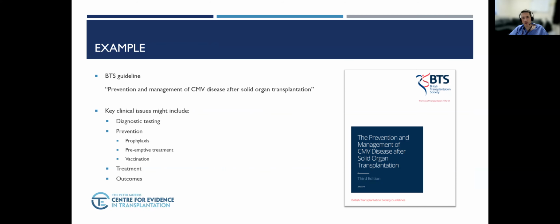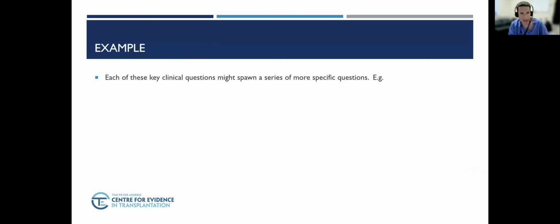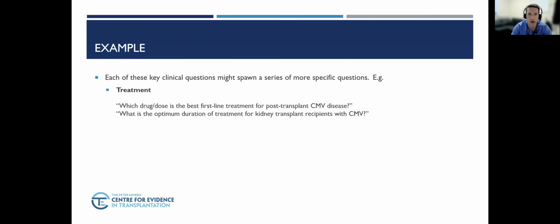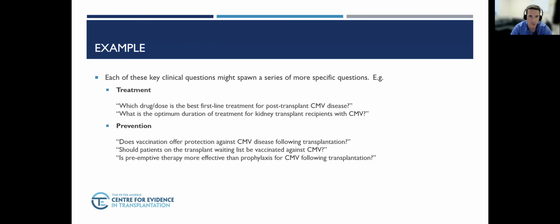And you might think about what the outcomes from CMV disease are and how we might audit those outcomes to see whether our differences in treatment, our guidelines, are making any difference. And each of those key clinical areas is going to spawn a series of very specific questions that you're going to want to try and answer. So for example, your treatment section might have a question on which drug or dose is the best first-line treatment for CMV, or what is the optimum duration of treatment for CMV in particular groups of recipients.